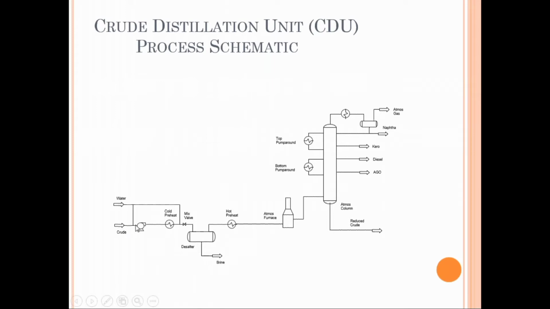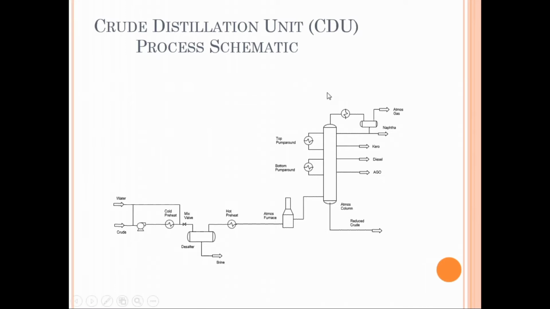We have the crude coming in here, pump, and this is the preheater. Then this is the desalter. The desalter will remove all the salt content in the crude. Those are collected at the bottom as brine. Then the crude oil is further sent through the heater to the atmospheric furnace where it is heated, before it's sent to the fractionating column.